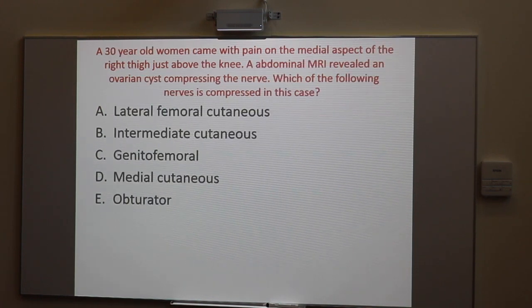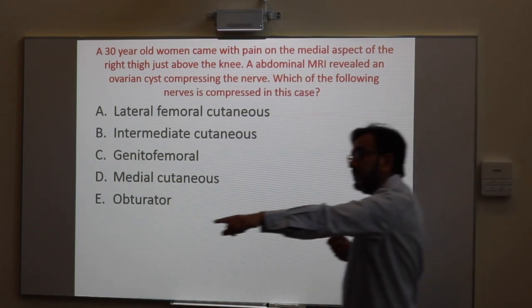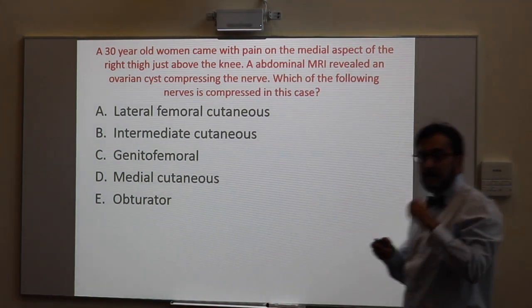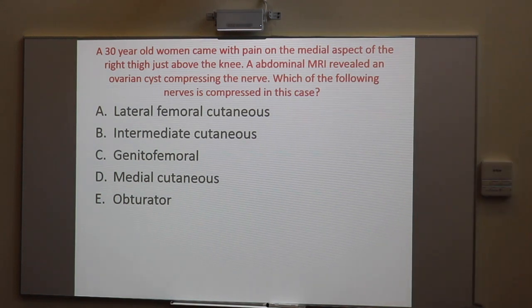Okay, the next one. Who's going to read that? Somebody from here. Can you read it for me? A 30-year-old woman came with pain on the medial aspect of the right thigh, just above the knee. Abdominal MRI revealed an ovarian cyst compressing the nerve. Which of the following nerves is compressed in this case?